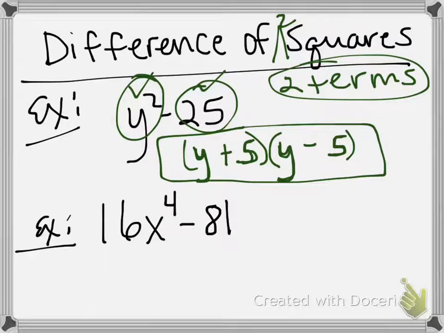So for the next example, let's check this out and see if it works. 2 terms, 1, 2, yes. Are these both squares of something?